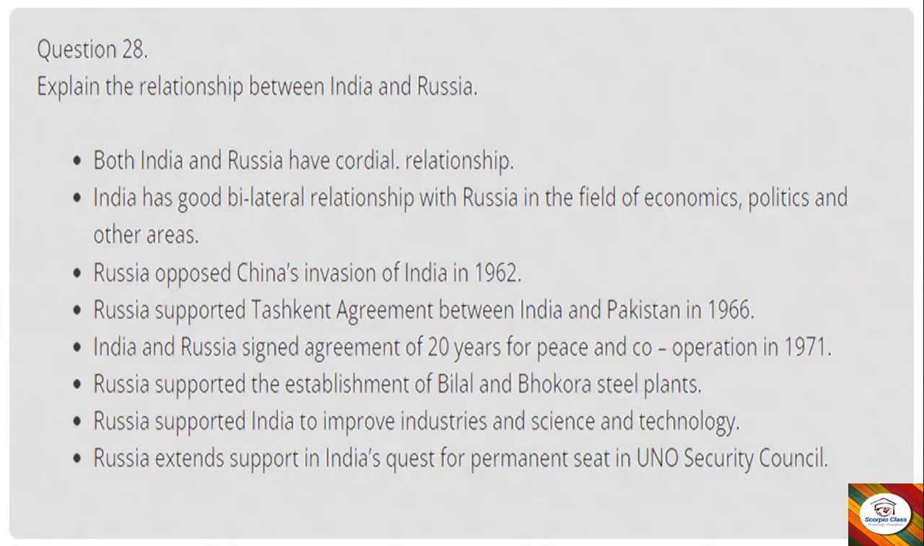Russia supported the Tashkent Agreement between India and Pakistan in 1966. India and Russia signed an agreement of 20 years for peace and cooperation in 1971. Russia supported the establishment of Bhilai and Bokaro steel plants. Russia supported India to improve industries in science and technology. Russia extends support in India's quest for a permanent seat in the UN Security Council.